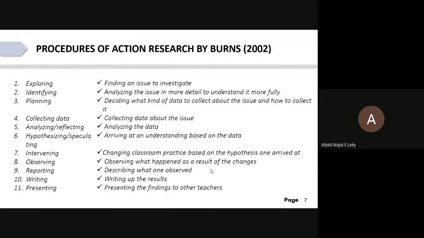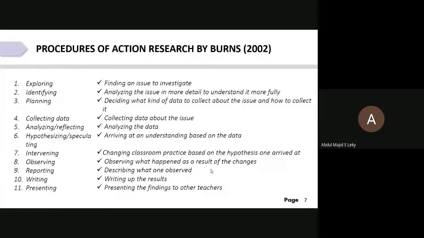And this is the procedure of action research by Burns, 2002, including 11 aspects. One is exploring, which is basically finding an issue to investigate. The Burns action research cycle here is similar to what I have already explained. And second is identifying and analyzing the issue in more detail to understand it more fully. After we find the issue, we have to analyze it.